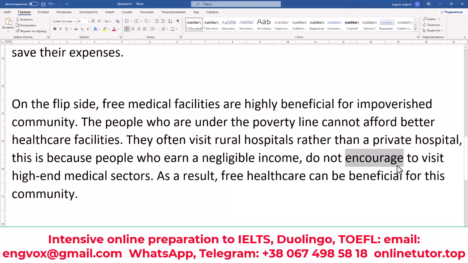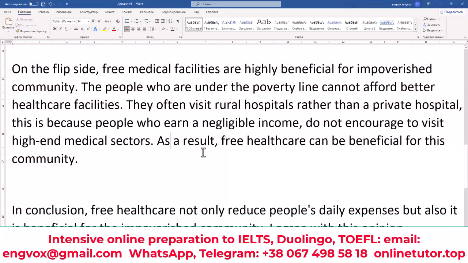"People who earn a negligible income", no comma here, "do not encourage", wrong, because why? People do not encourage. Whom don't they encourage? "To visit high-end medical sectors." Again, learned "medical sectors". "As a result, free healthcare can be beneficial for this community."